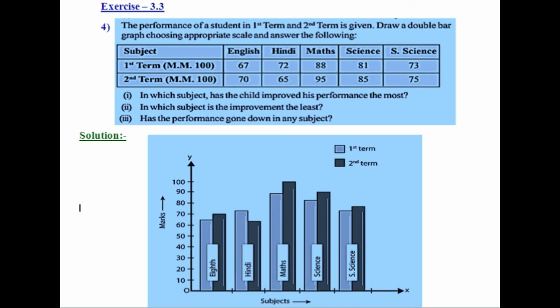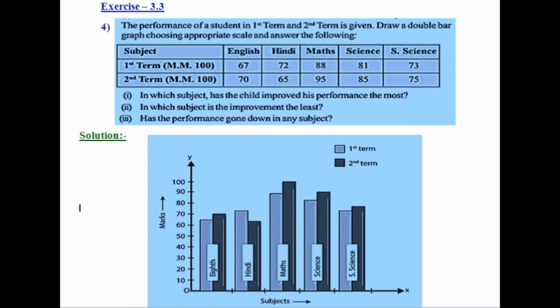Here, on the x-axis you have to take subjects. On the y-axis you have to take marks. So for marks, 1 unit, 10 marks you have to take. On the y-axis, marks 10, 20 up to 100 you should take. Then same way, you leave 1 unit, then in the next unit you draw the bars. Half of the unit you take for the first term, half of the unit for the second term. Clear? Then again leave 1 unit, then draw the double bar.